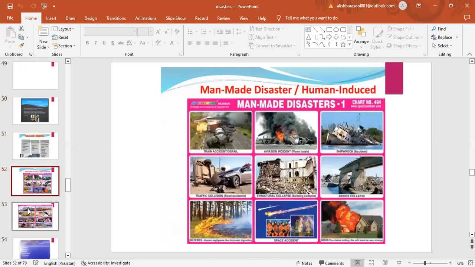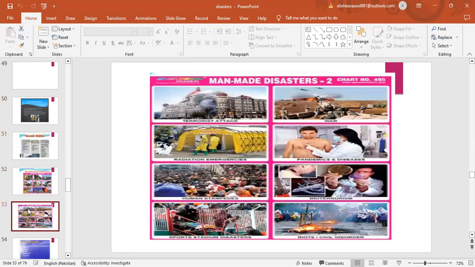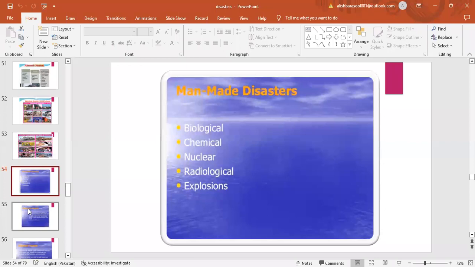Human-induced man-made disasters include train accidents, aviation accidents, shipwrecks, traffic collisions, structural collapse, bridge collapse, wildfires, space accidents, terrorist attacks, war, radiation emergencies, pandemics, human stampedes, bioterrorism, sports stadium disasters, riots, civil disorder, and biological, chemical, nuclear, and radiological explosions.